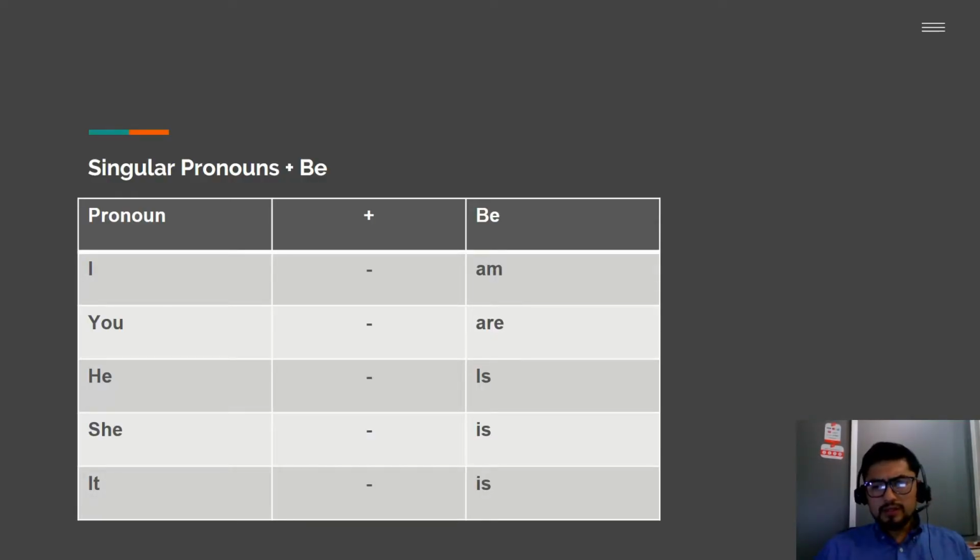So again, we're going to look at singular pronouns plus the verb be. Specifically, these pronouns, if you are familiar with them or not, are subject pronouns. Alright, so the first one is I. And in combination with the verb be, we say I am. The next one is you are. The next one is he is. Following that is she is. And the last one is it is.